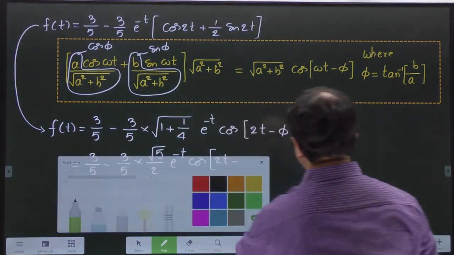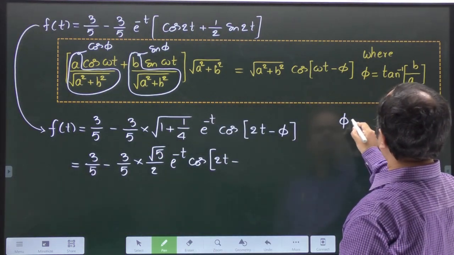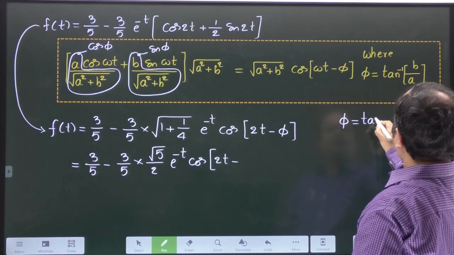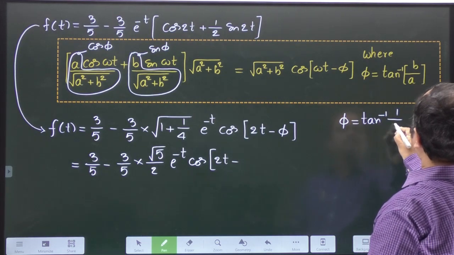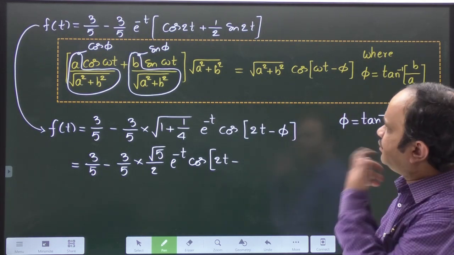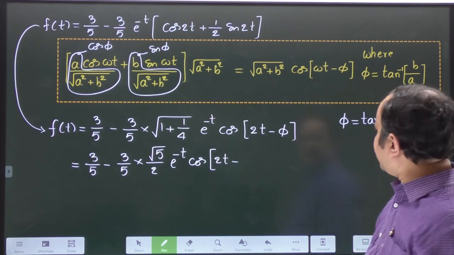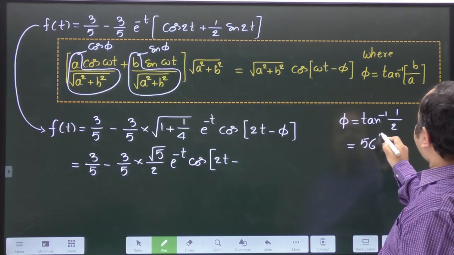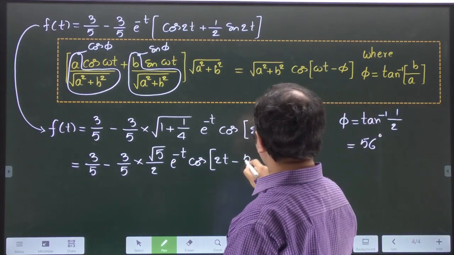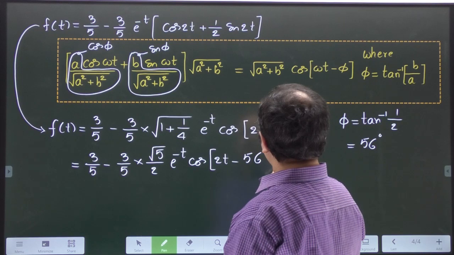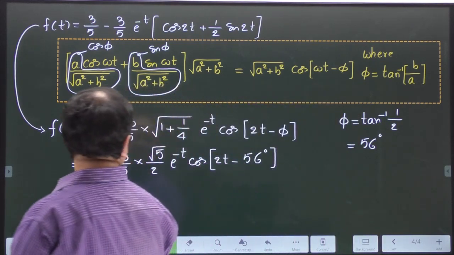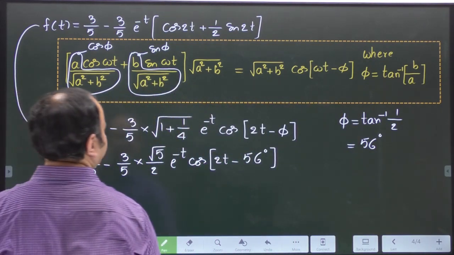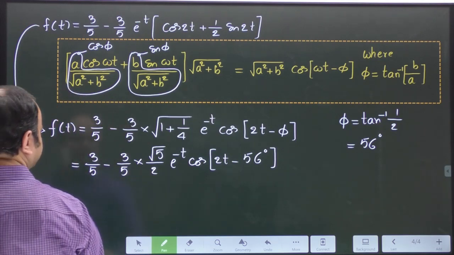If you apply that formula here, phi is equal to tan inverse b by a, where a is 1, so b is 1 by 2. So tan inverse 1 by 2 is approximately 56 degree. So I can say this is 56 degree. If you want, you can further simplify, or you can just leave it like this.